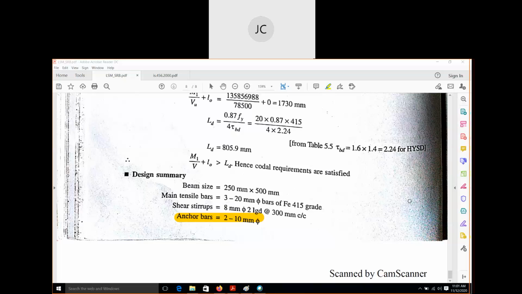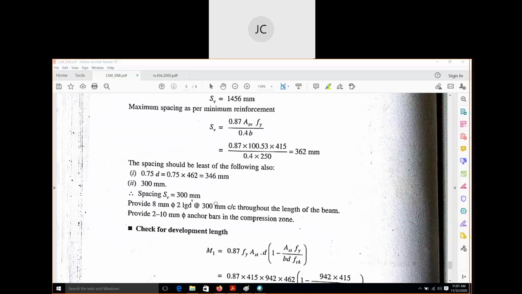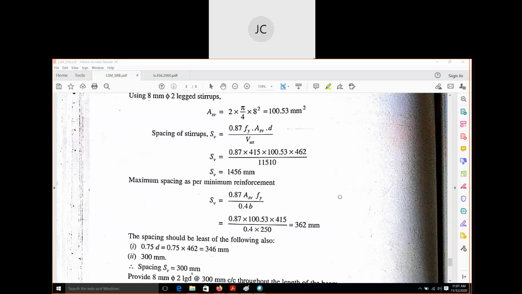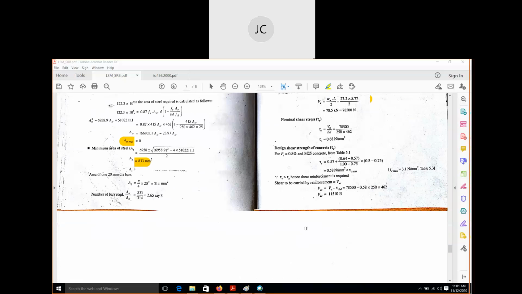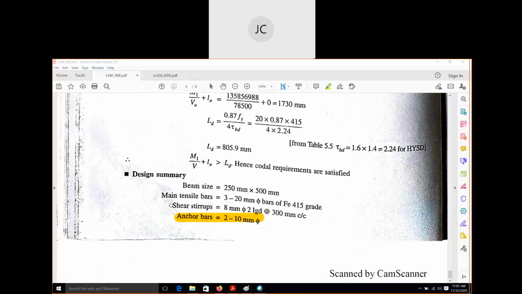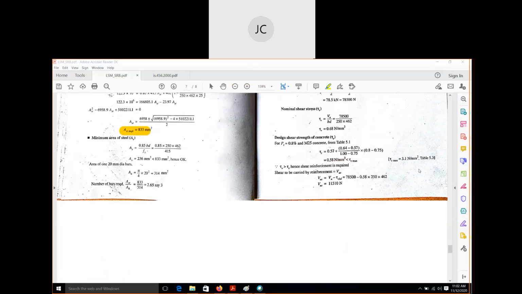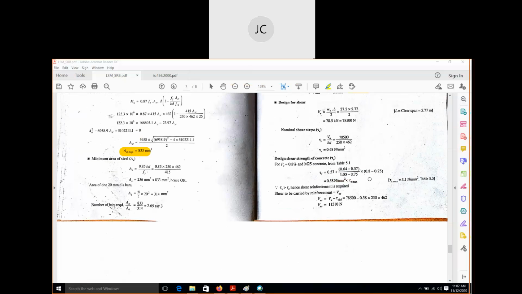Sir, what is that shear stirrup? Shear stirrups means stirrups. I have skipped this step, right? Design of shear reinforcement, because this part has been solved in the previous chapter. Shear stirrups means we are providing the shear reinforcement. In any beam, we have to provide the stirrups. This part has been discussed so many times in the previous chapter. So shear stirrups means shear reinforcement, or we just say stirrups.